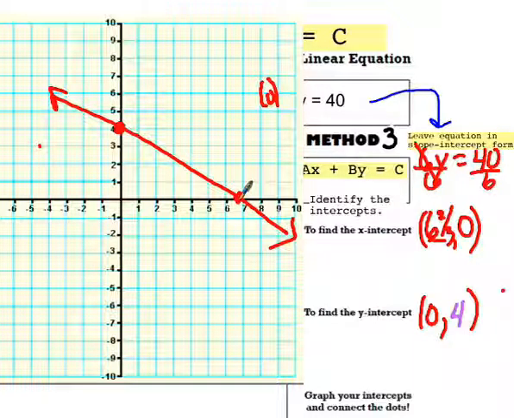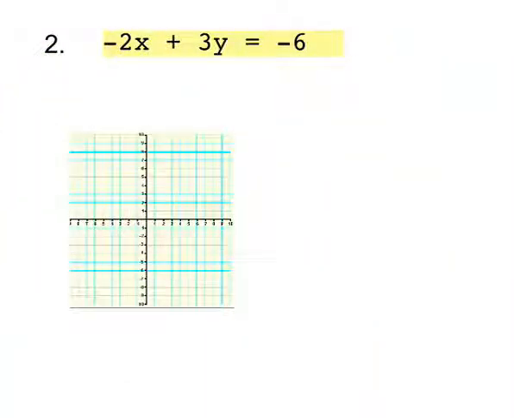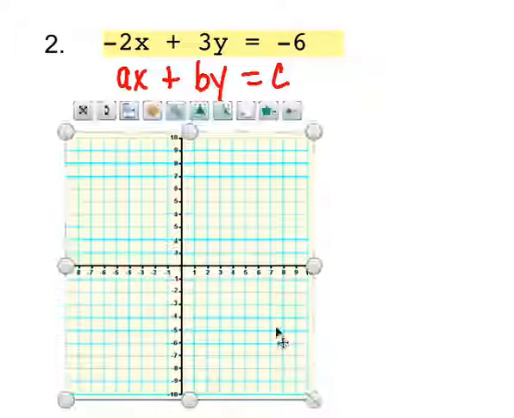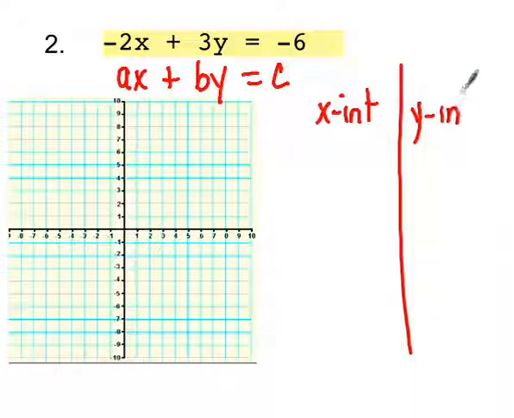So we are using standard form and finding the x and y intercepts to graph. So I just did that one. So now example 2. It is in standard form. We have ax plus by equals c. We are going to find 2 points, and the 2 points we are finding are the x and the y intercepts. So x-intercept and the y-intercept.